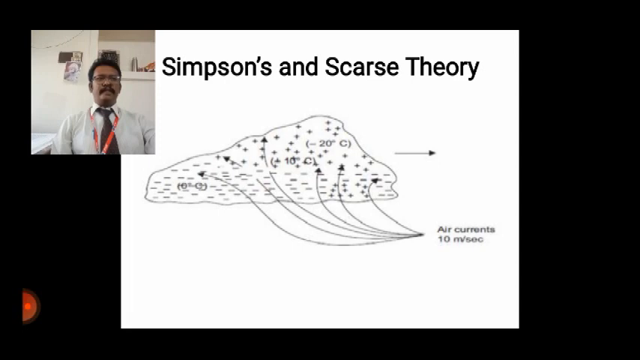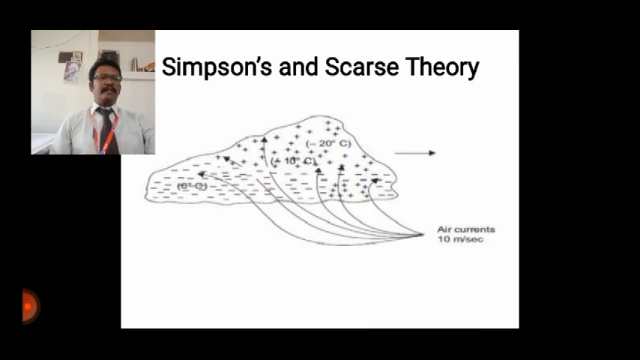This theory is explained by the diagram, you can see the explanations through the diagram. The cloud moves in the direction from left to right, which is shown by the arrow mark. The air current is also shown in the diagram.